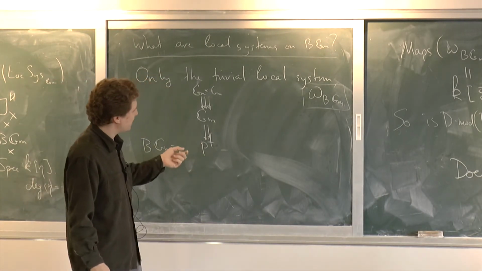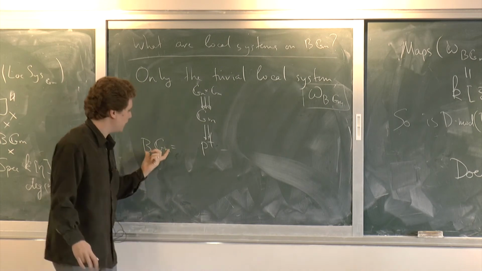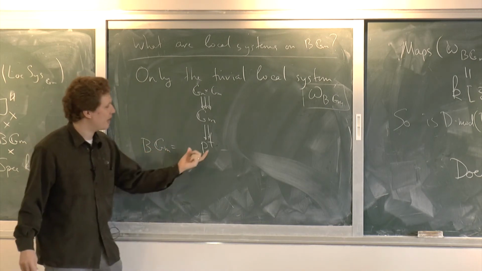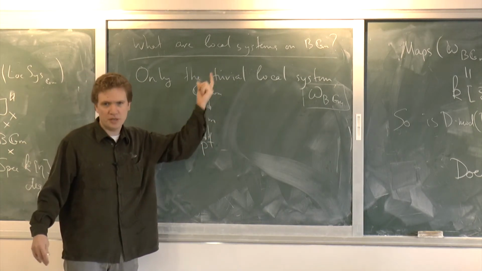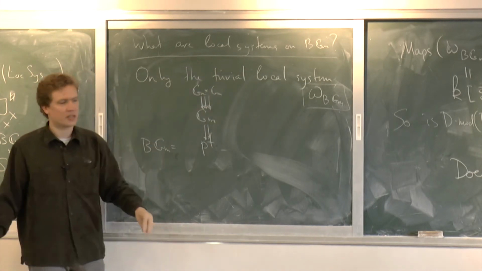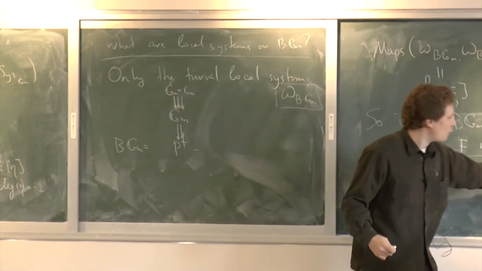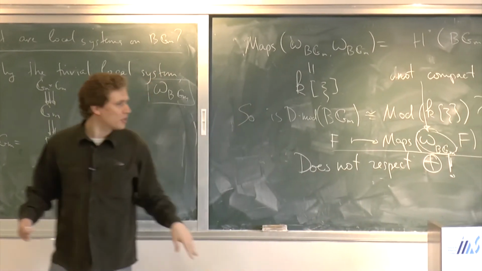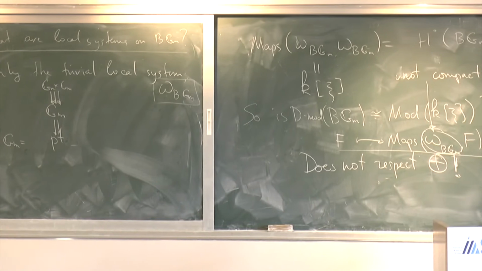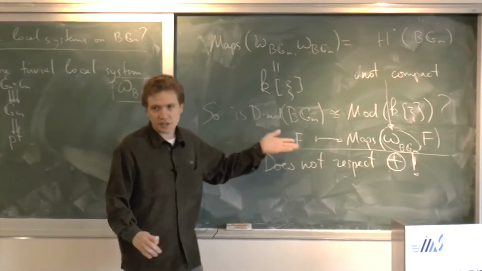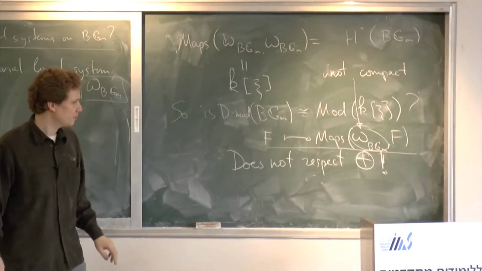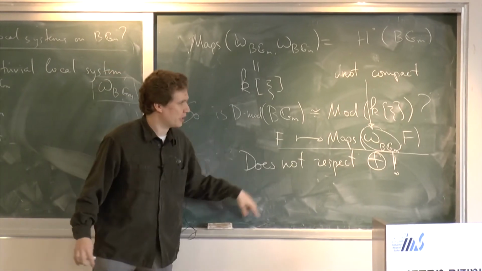Purely formally, I can say that Homs in this category, in category BGM, are computed as limits of Homs on these terms of this cover. And it's a limit. And this is a colimit. So limits and colimits don't like each other. So this is why the functor does not commute. And this is why the functor does not respect direct sums.